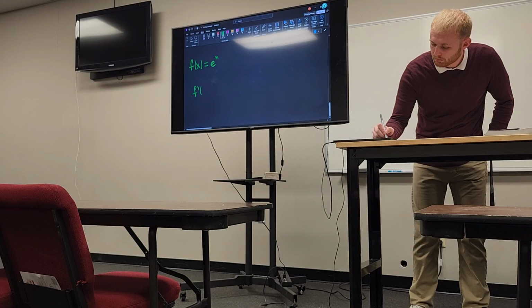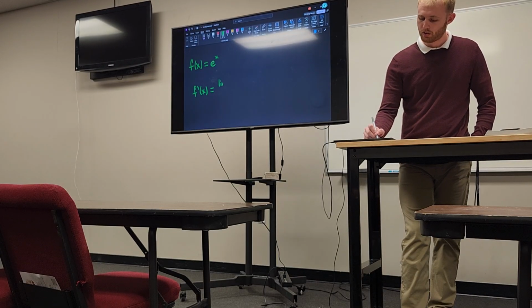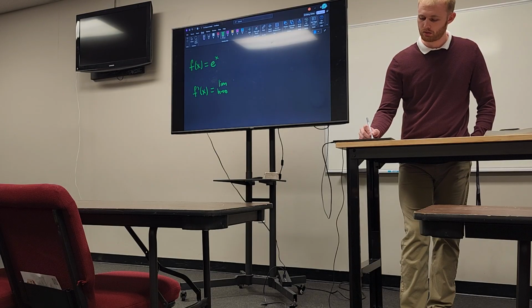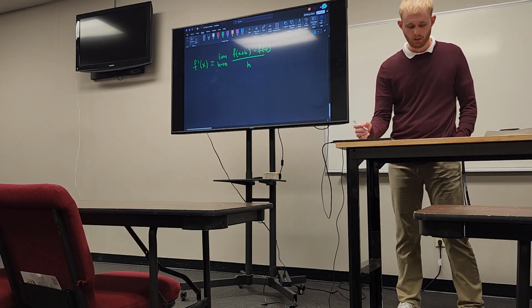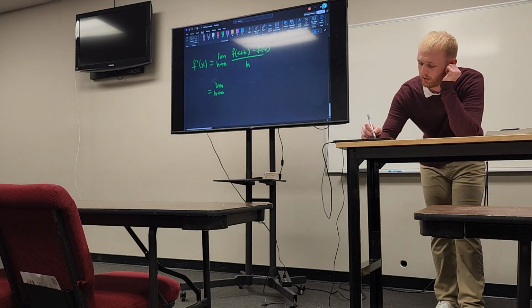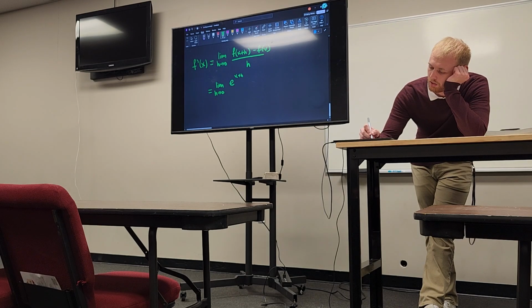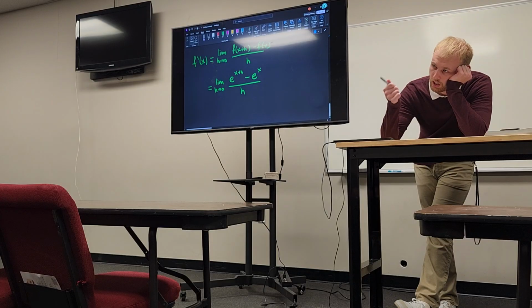So f prime of x, okay? We just start with the definition, right? The limit as h approaches 0 of f of x plus h minus f of x divided by h, okay? Now let's plug in what we know. We're trying to find the formula here for the derivative like we've been doing the past couple of weeks. So e to the x plus h minus e to the x over h. You should copy it down.